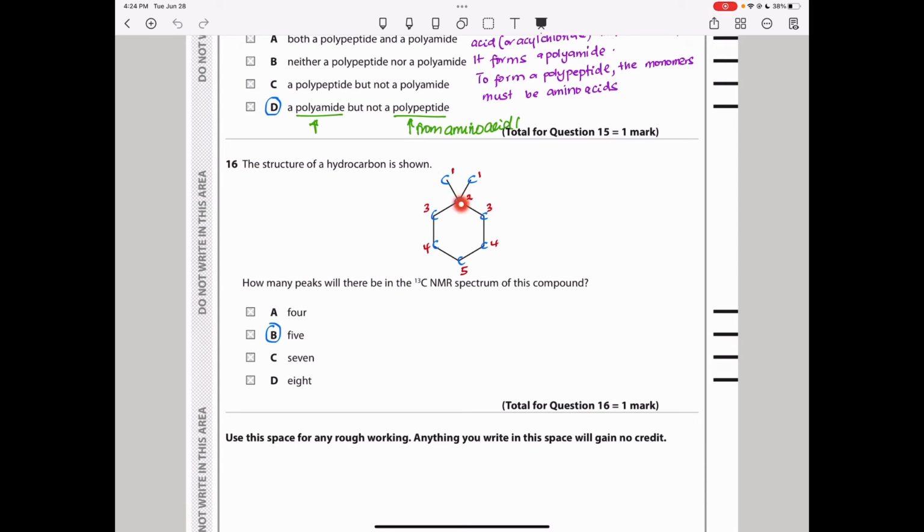This is unique, carbon 2. Then that and that are the same, carbon 3, that and that, 4, and that is the 5th. So we can see we have 5 different carbon-13 NMR peaks, and the answer is B. So let's continue on to question 17.